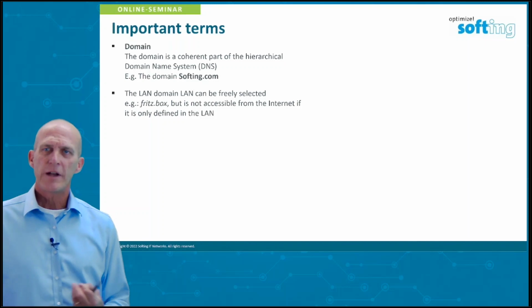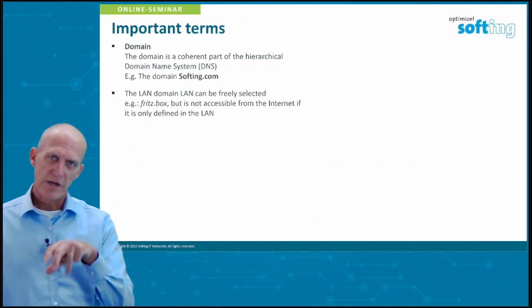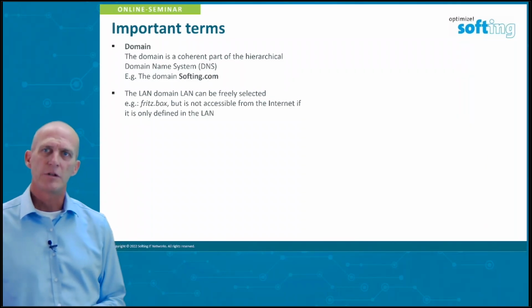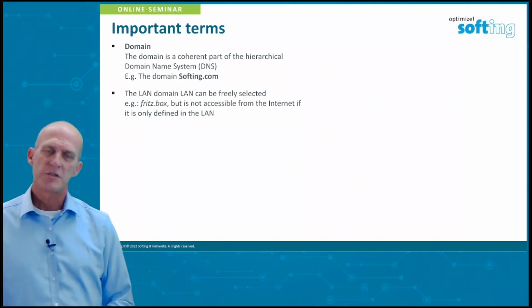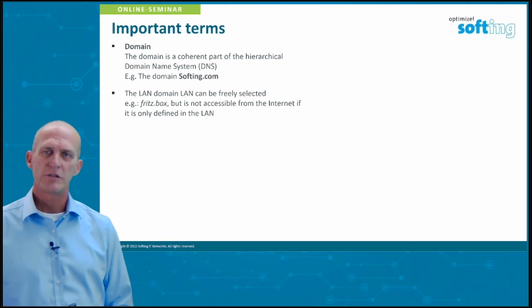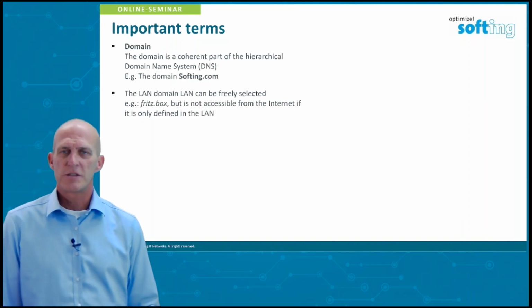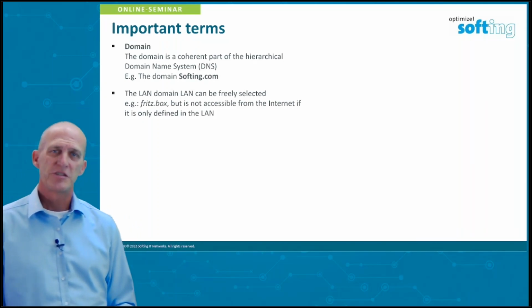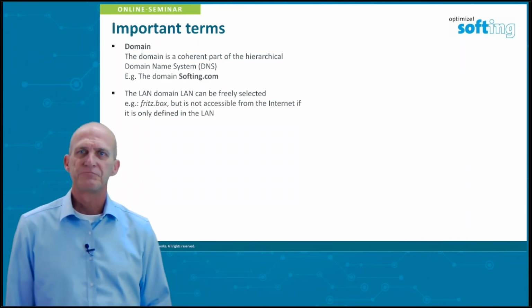The local area domain, so the domain in my network locally, can be freely chosen. In my example of this router before, the Fritzbox router, the default is fritz.box. That's probably 90% of these routers, the domain name for the local area network is just fritz.box.